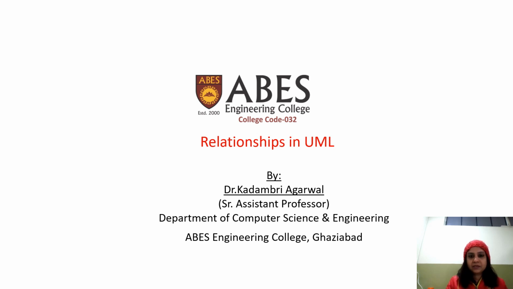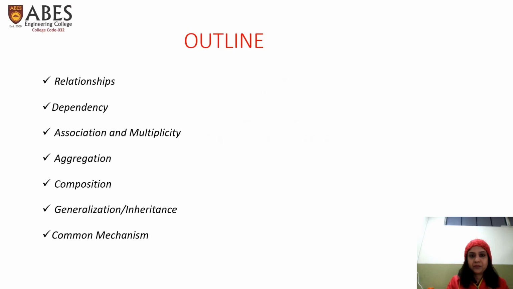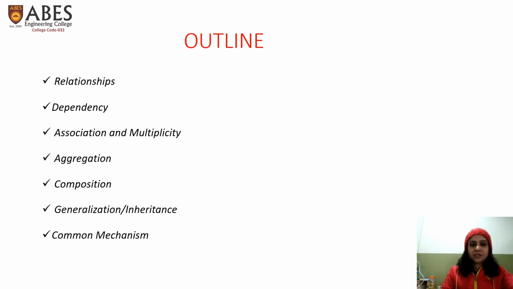So today I will discuss the relationships in UML, which play a vital role in the diagrams, especially in the static diagrams. The outline of today's discussion is relationship, dependency, association and multiplicity, aggregation, composition, generalization, inheritance and common mechanism.